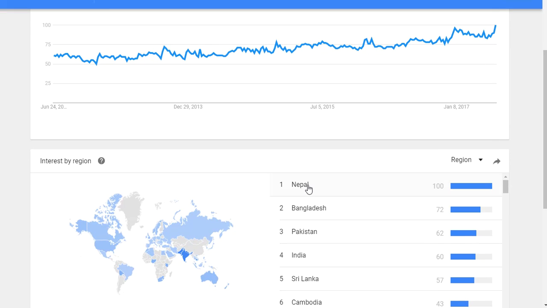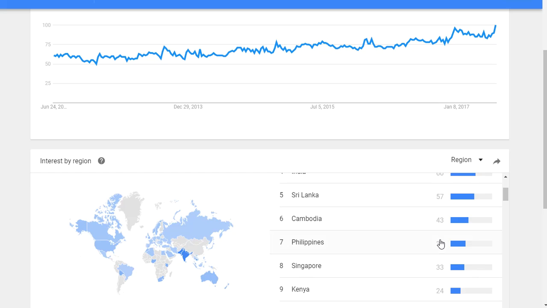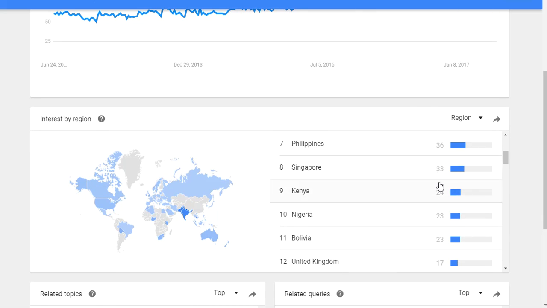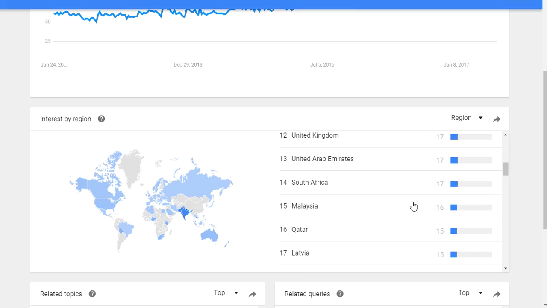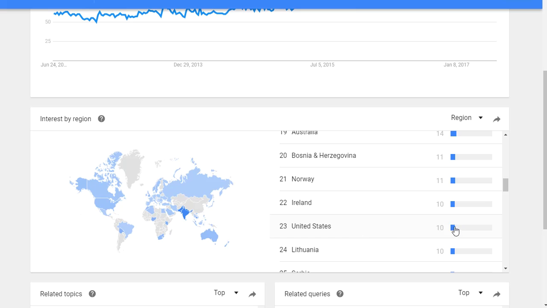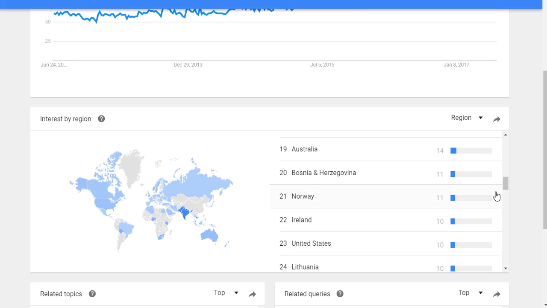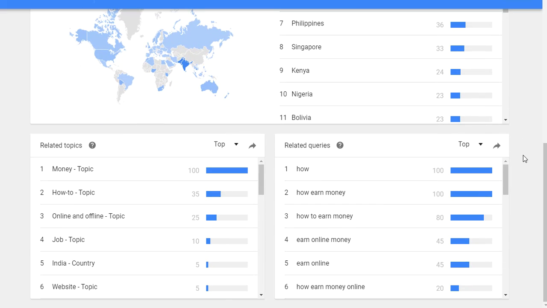So they basically take 100% of the market, and then Bangladesh takes 72%, and this doesn't divide into 100, but anyway, it gives you a good idea of where people are searching for that keyword the most. You can see United States is clear down here, and that's where I'm at. But wherever you're at in the world, you can see how that works. Also, you can see related topics. Here are some related queries, so you can see what the differences might be. One word or phrase might be better than the other.